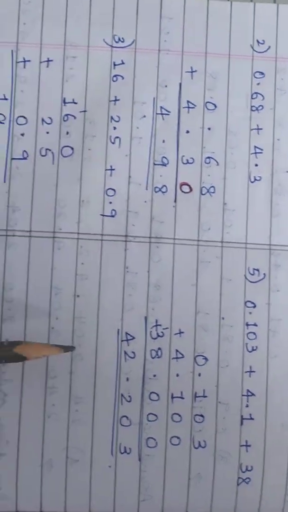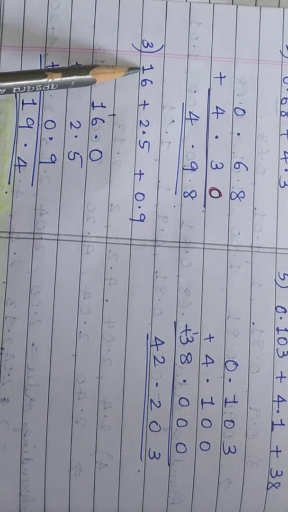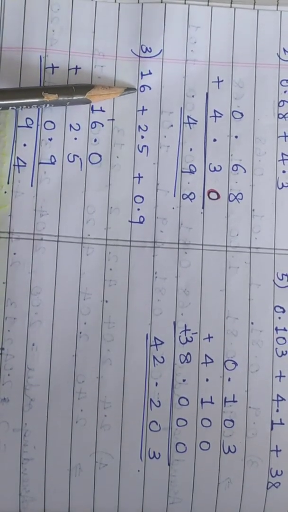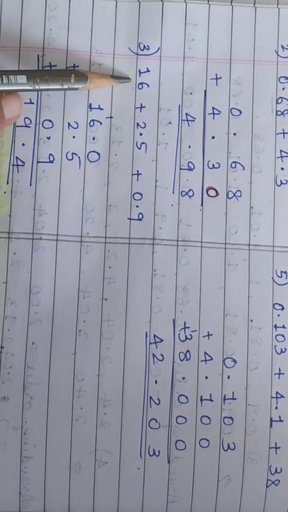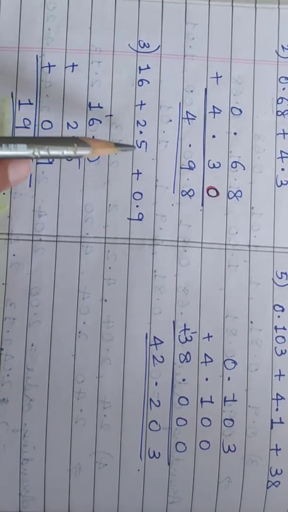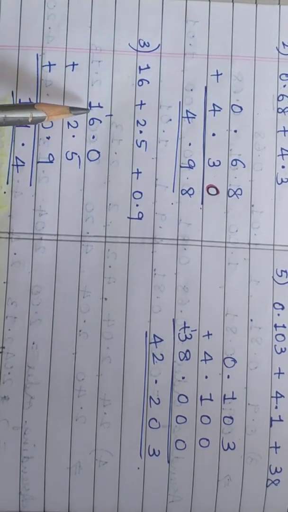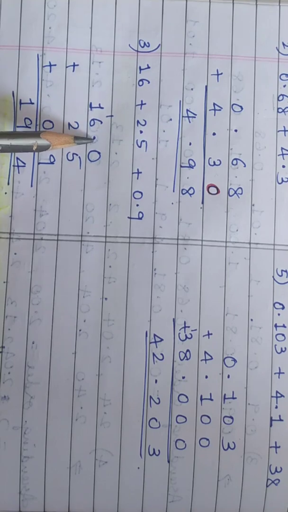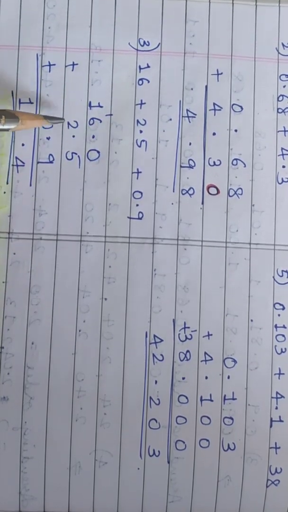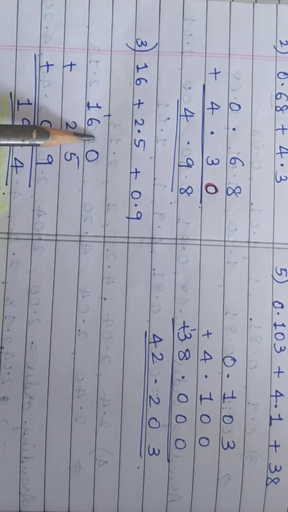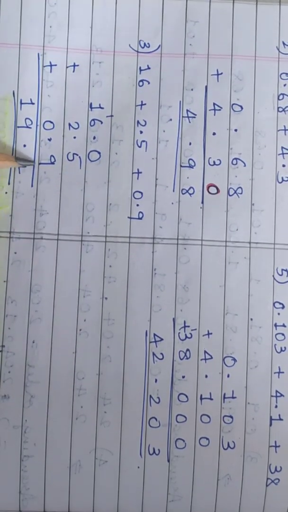Now the third one, we have to add 3 numbers. Now the first one is 16. It is an integer. So we can write the 16 as 16.0 because for the next 2 numbers we need points. So that is why the first number 16 we have written as 16.0. Then the next number we have written 2.5, the point below the point. Then the next is 0.9.